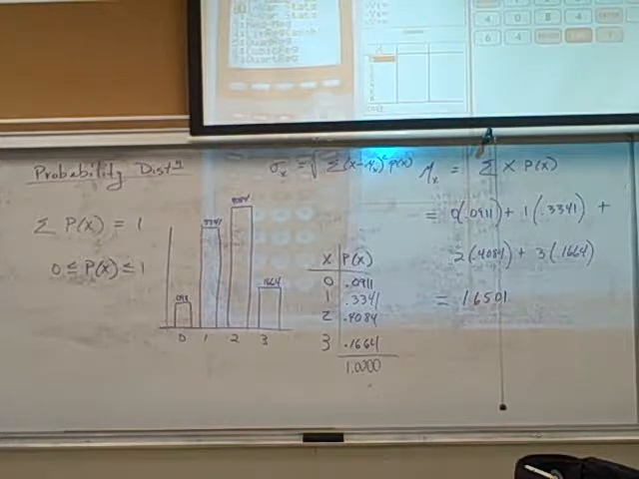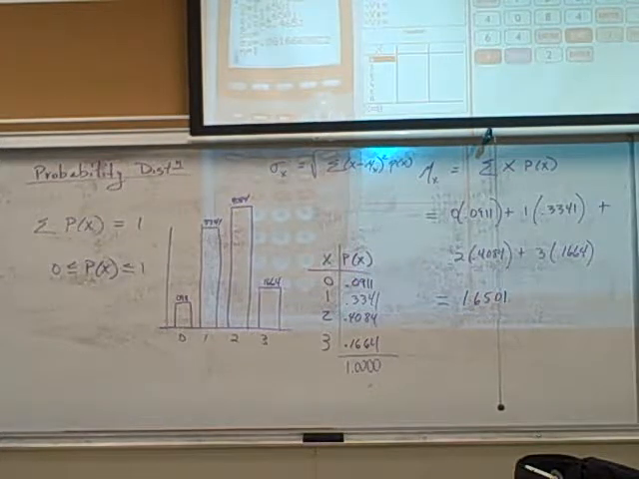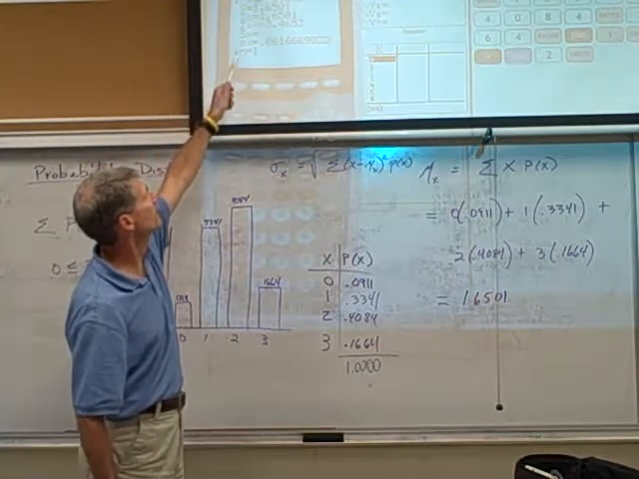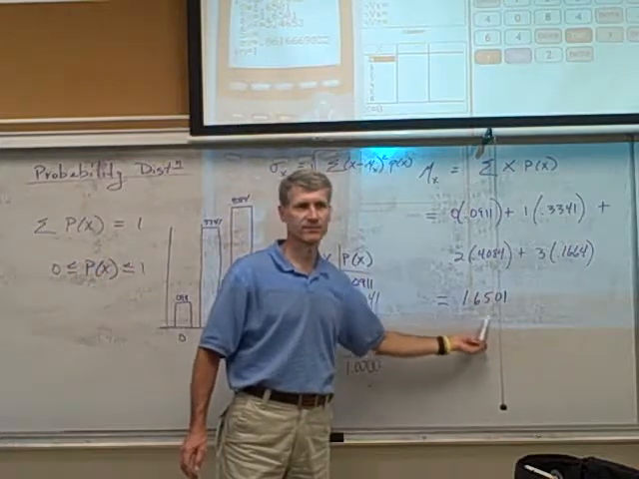Select 1-Var Stats by just pressing enter, and then put L1, comma L2 right there. So second function L1, hit the comma button, second function L2, and then hit enter. So it says x-bar is 1.6501. Exactly what we got here.